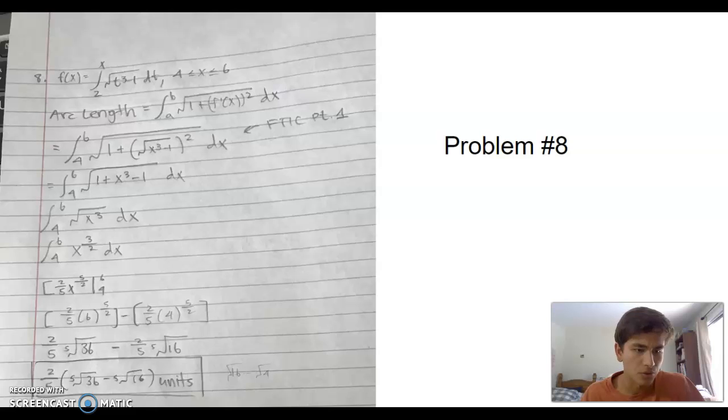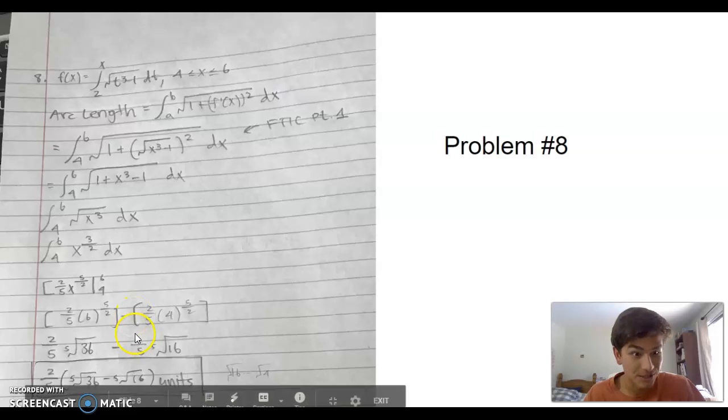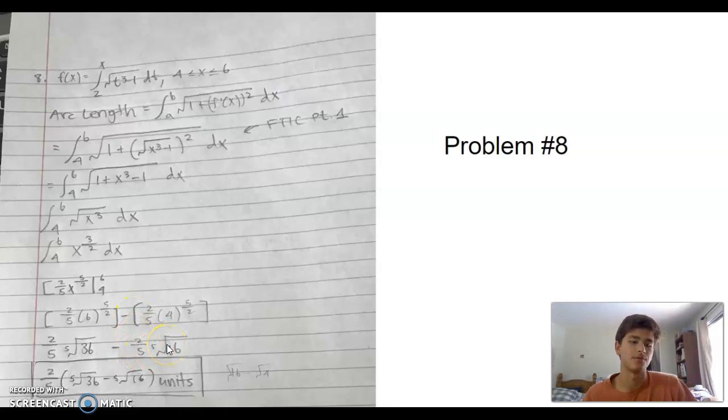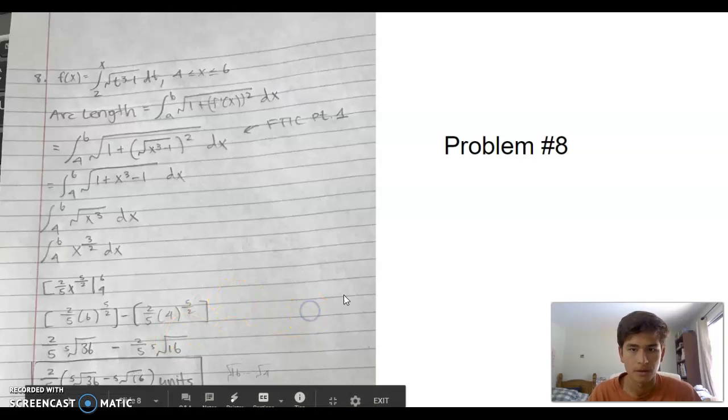I factored out the 2/5 just as an attempt at simplification. And for your final answer, you get 2/5 times the 5th root of 36 minus the 5th root of 16 units. And that is the arc length of number 8. So that is all.